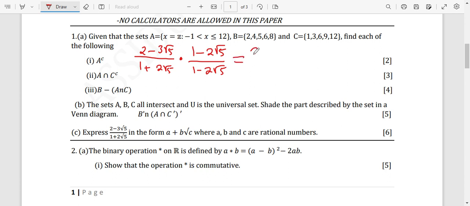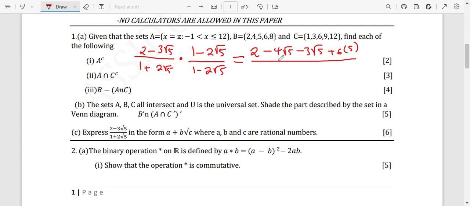2 multiplied by 1 is a 2. 2 multiplied by negative 2 root 5, that's negative 4 root 5. Negative 3 root 5 multiplied by 1, that will be negative 3 root 5. Negative 3 root 5 multiplied by negative 2 root 5. Multiply the negative 3 and the negative 2, that will give you positive 6. Multiply the root 5 and the root 5, that will give you 5.